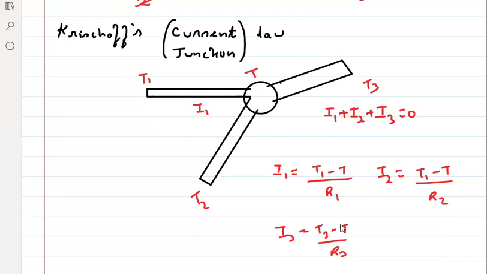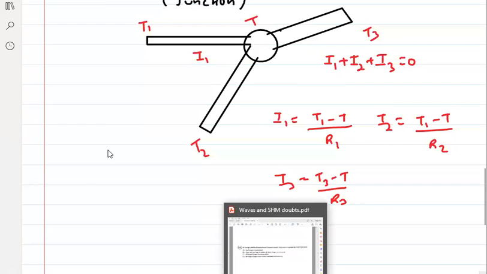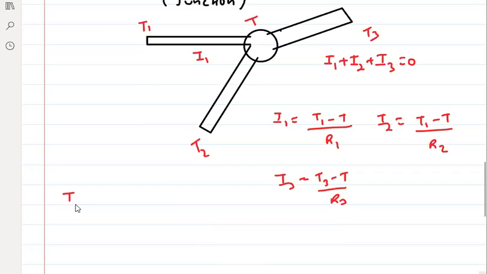Why am I doing this? Because I've taken all the currents in one direction, so that I don't have to think. So I can say I1 plus I2 plus I3 is equal to 0. Yes or no? Anyone have any doubt in this? Everyone is getting this concept?